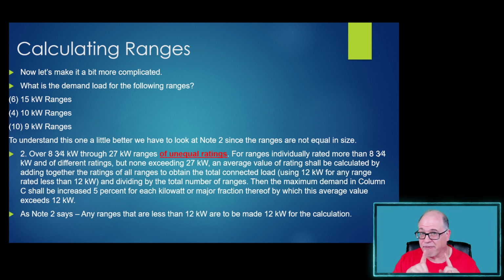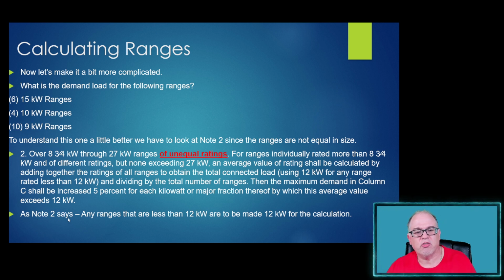So just remember that, an average value of ratings shall be calculated by adding together the ratings of all the ranges to obtain a total connected load. So I'm literally going to add up every one of these kWs for every one of these ranges. You get me? And once I do that, I'm going to divide that by the total number of ranges. So it's pretty straightforward. If you follow this note exactly how it's written, then it's pretty straightforward. Once I determine what that average value is, then I forget everything I just did, and now I've got a range value to work with. And once I have that value, then I'm going to start doing my calculation. Sounds complicated, doesn't it? It's not.